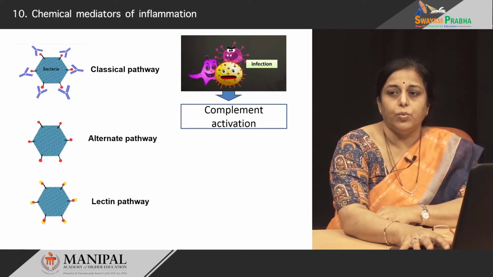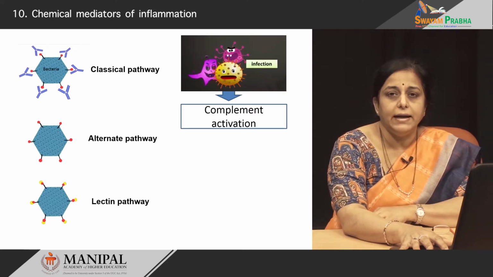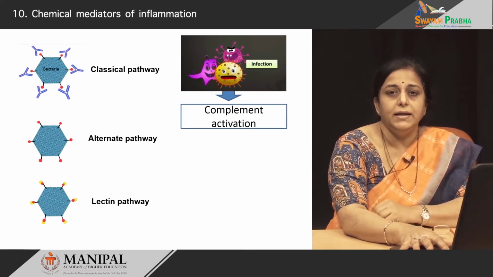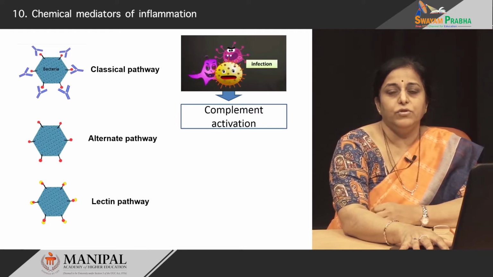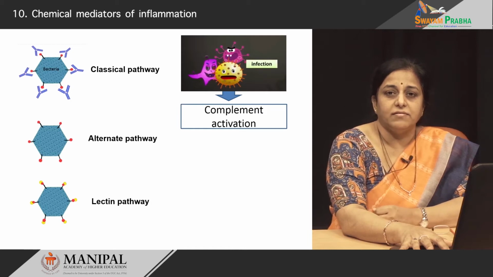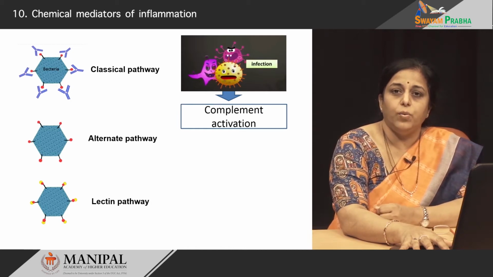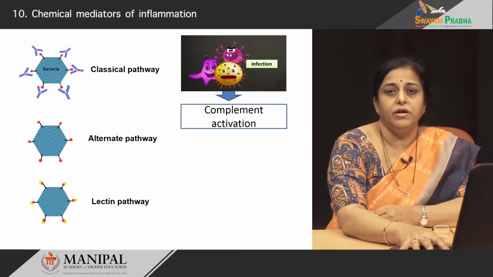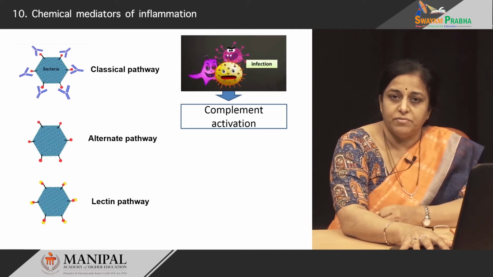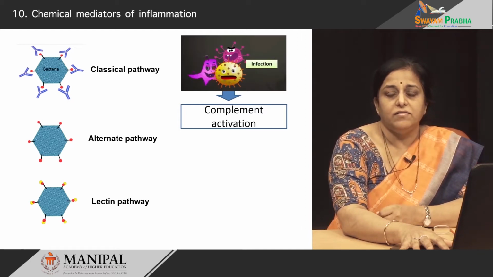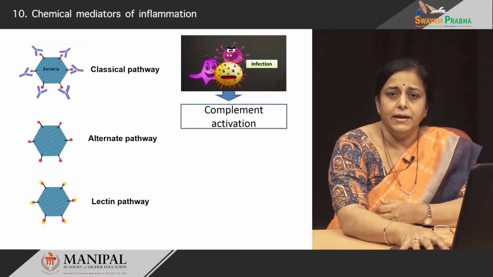Now, the third pathway, or less important pathway, is the lectin pathway. Here, bacteria which have mannose on their surface activate the complements through the lectin pathway. So, these are the 3 mechanisms by which the complement can get activated. Number 1 is the classical pathway, which is activated when there is binding of antigen and antibodies. Number 2, the bacteria themselves. Number 3 is the lectin pathway, which is activated by mannose binding lectins.